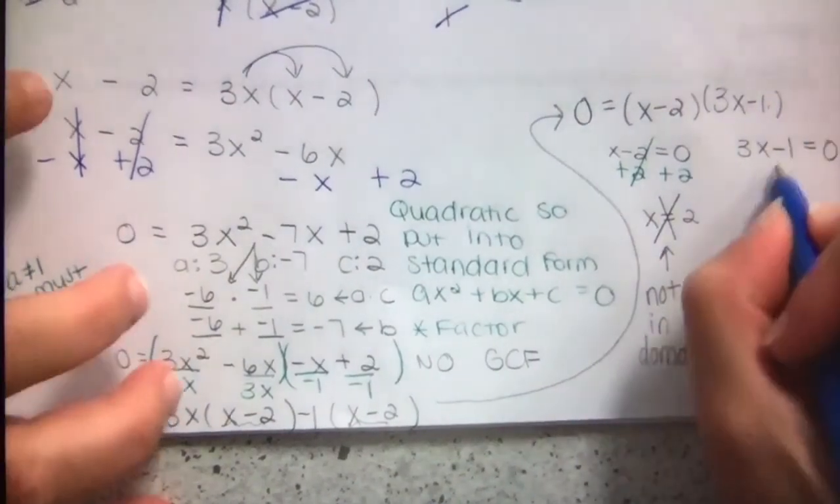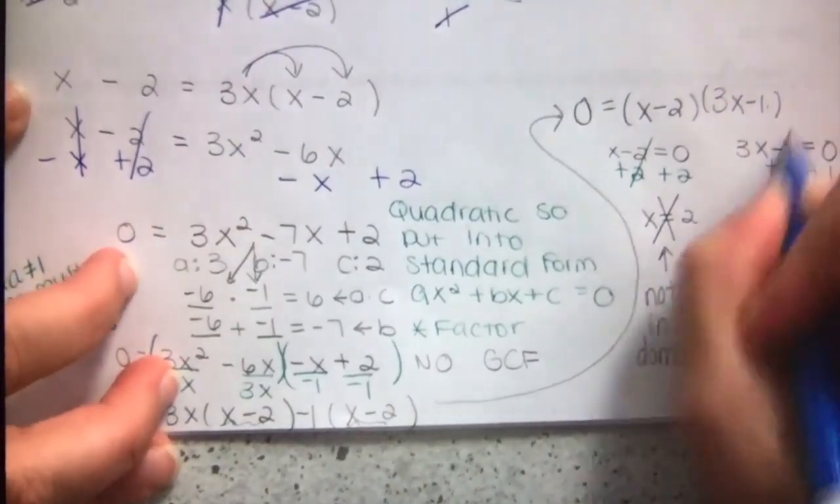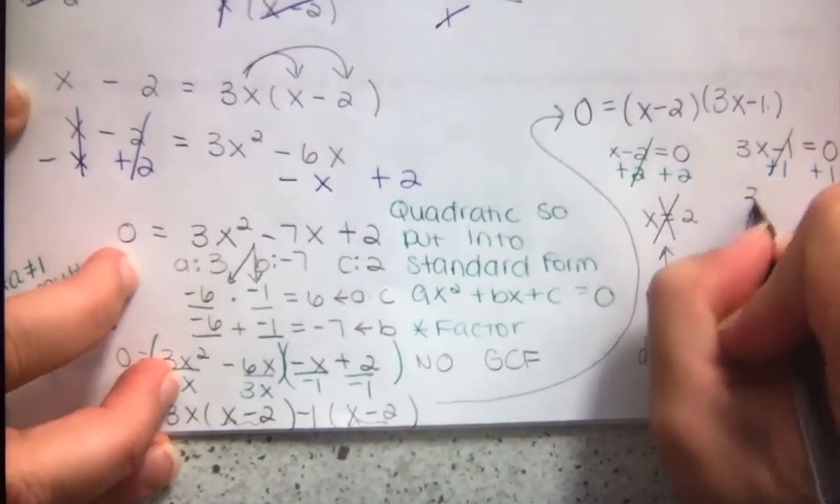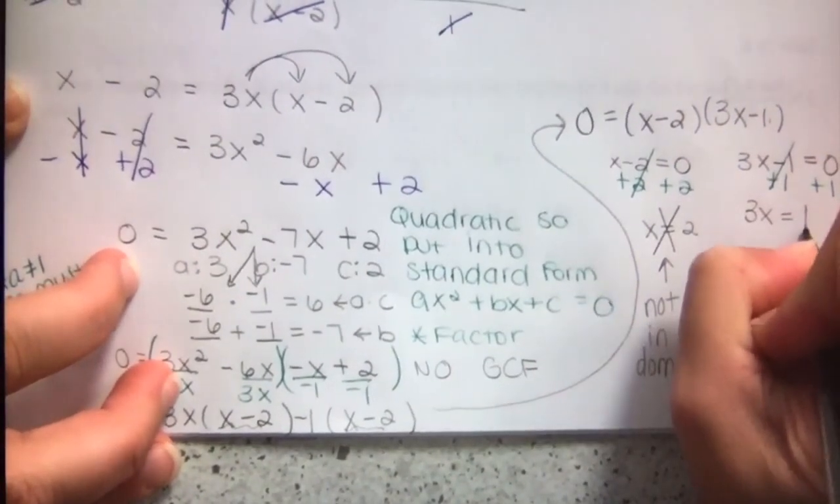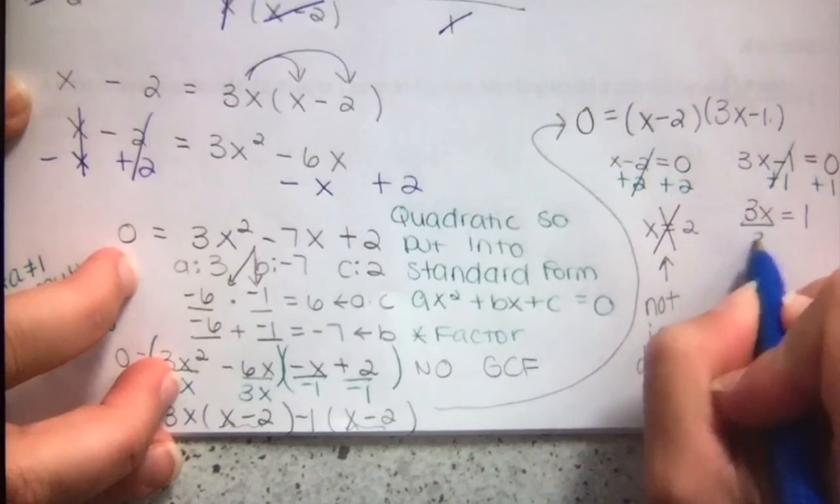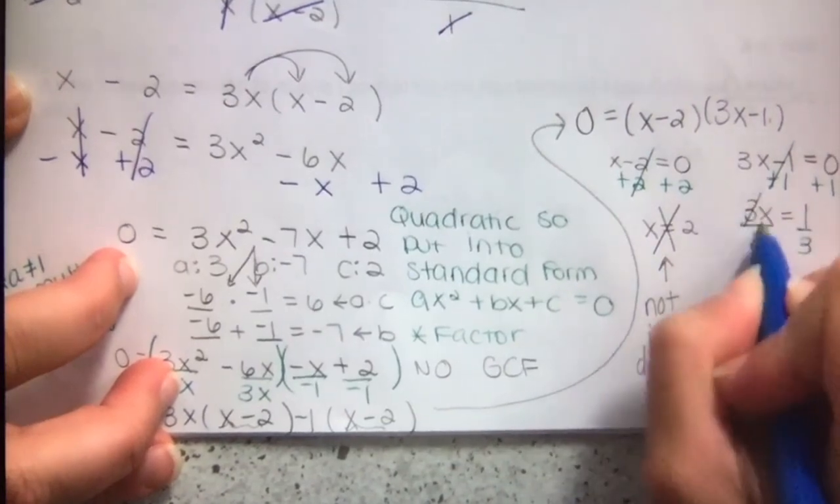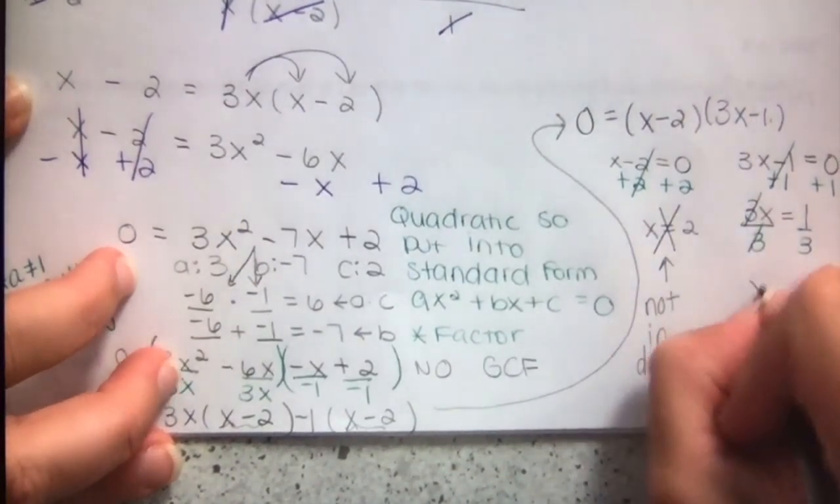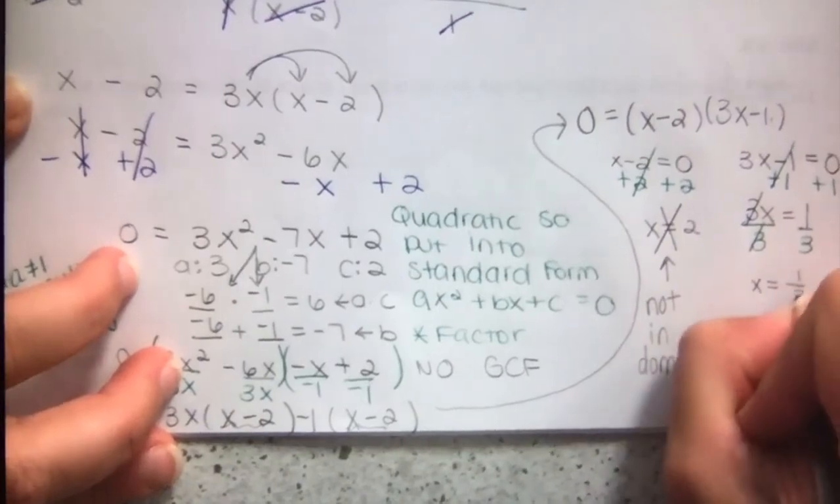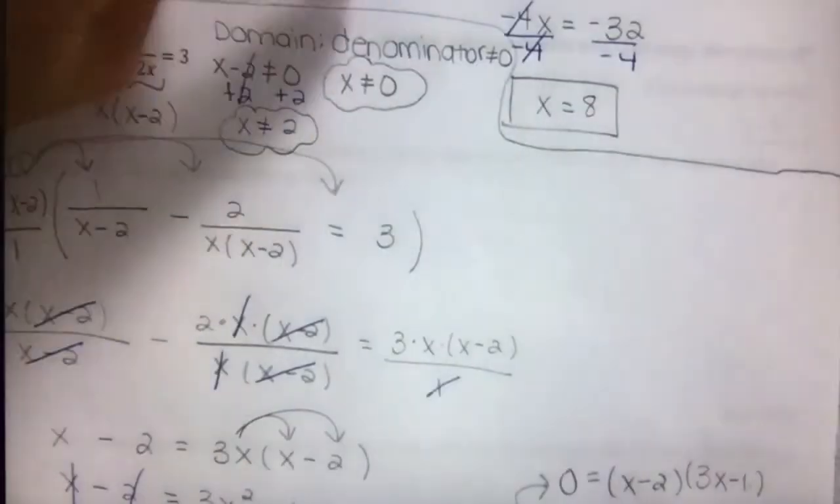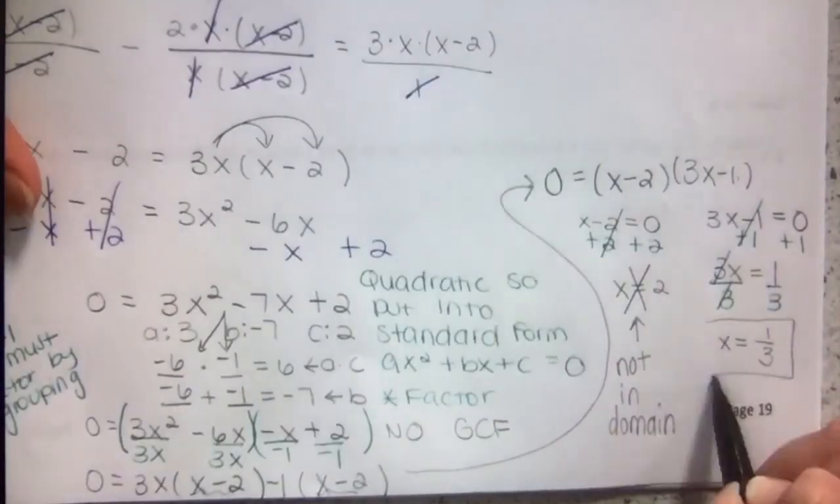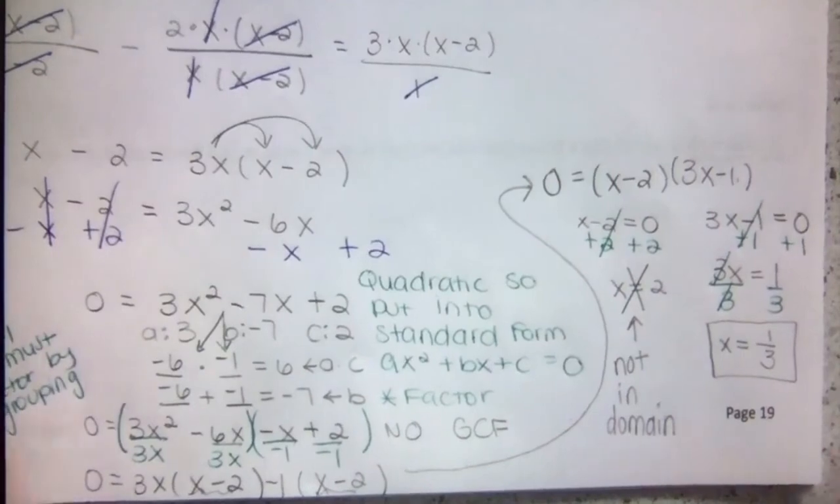3x minus 1 equals 0. Let's add 1 to both sides, and we get 3x equals positive 1. And then dividing both sides by 3, x equals 1/3. Is it okay that x is 1/3? Yes. Looking back at our domain, x cannot equal positive 2 or 0, so it's okay that x equals 1/3. That's our only solution.